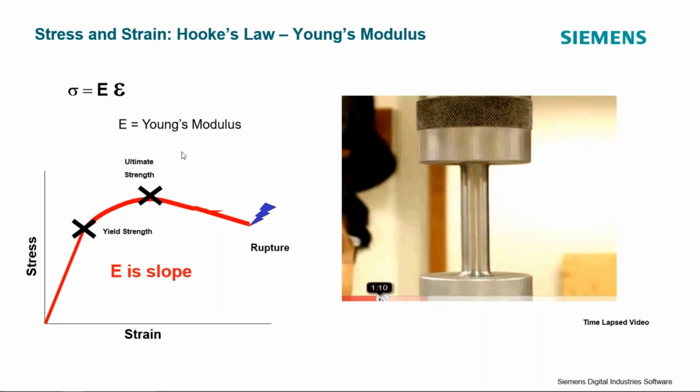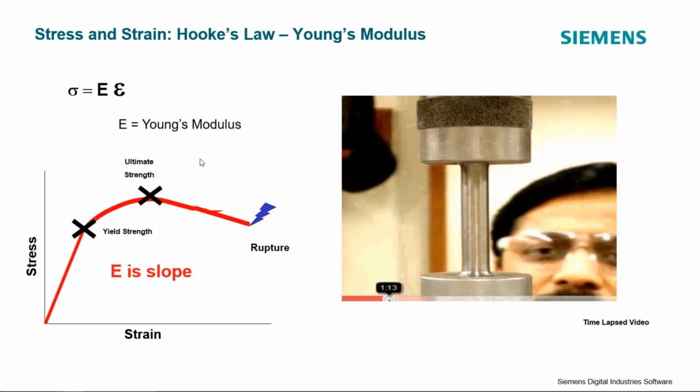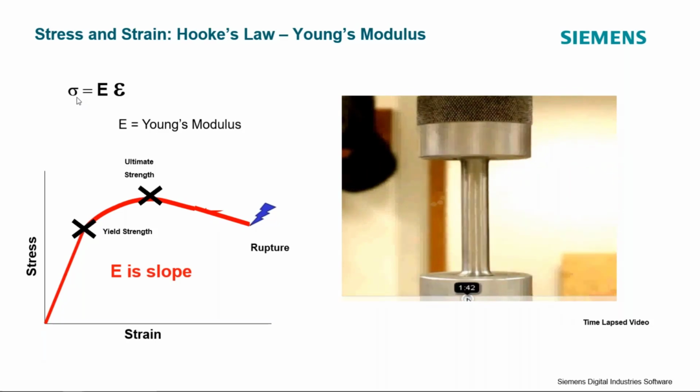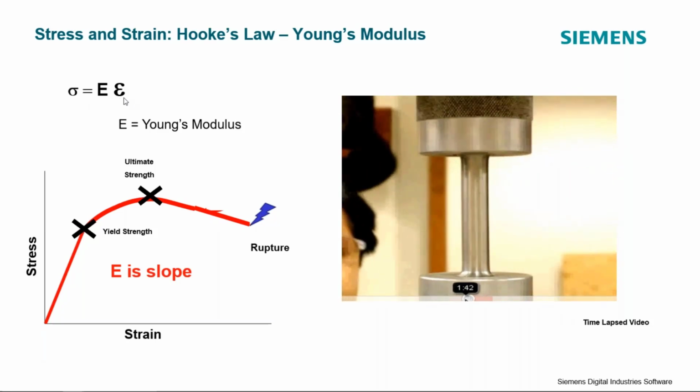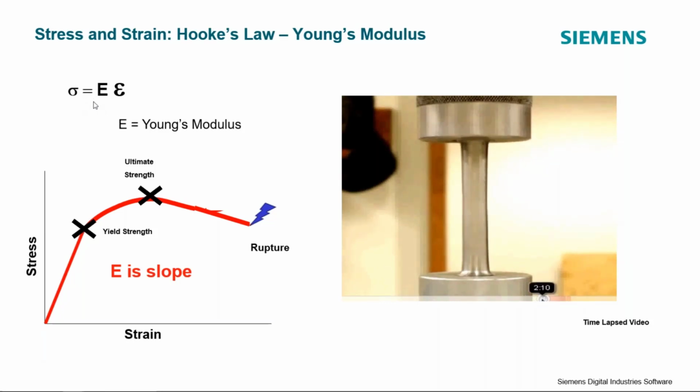And so this Young's modulus is very important because typically we're not able to measure stress directly. We need to measure strain and then try and relate that strain to the stress using rules like this one.